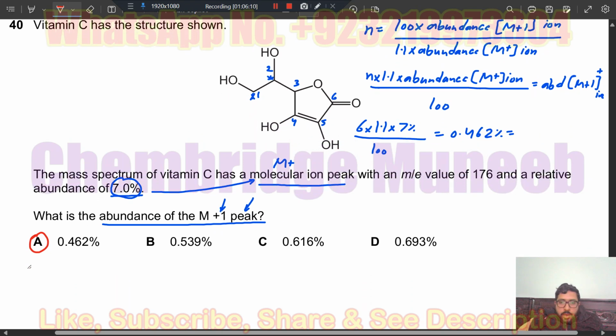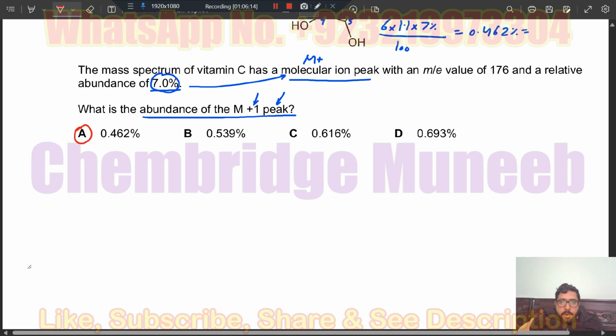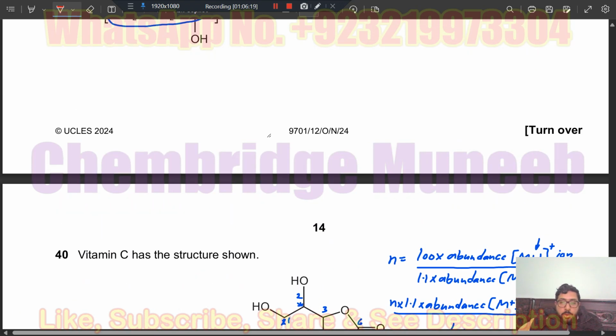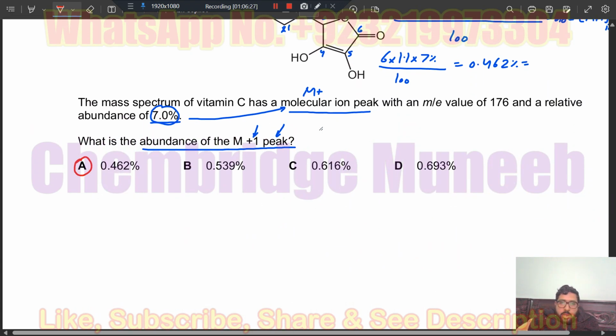So this way I have completely solved the second variant of paper 1, October November 2024, 9701. I hope you have got a good explanation of all the questions, and it proved very beneficial and useful for you.